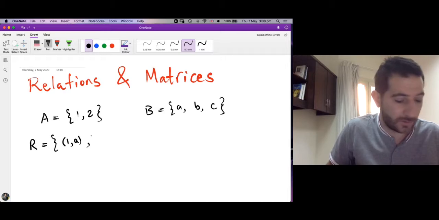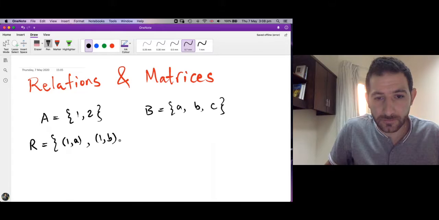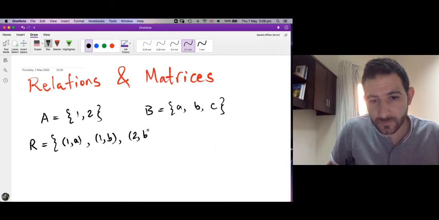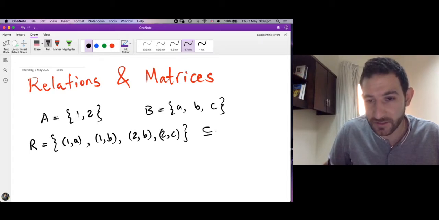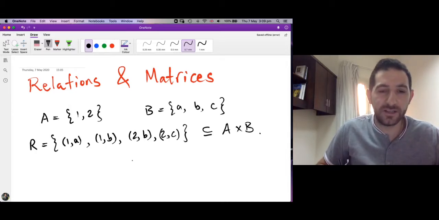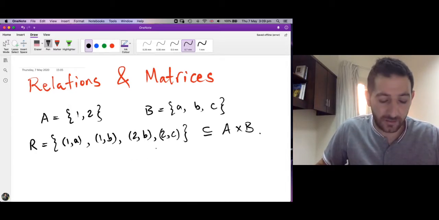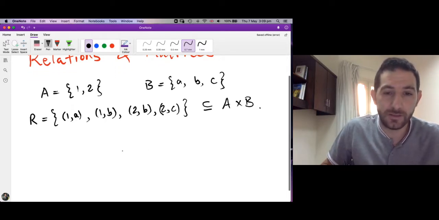1a and 1b and 2b, and 2c. So these are the elements of the relation R, and notice this R by definition is a subset of the Cartesian product A cross B. Now we've seen that we can represent this relation by a directed graph, by arrows, but now we want to use matrices to represent this relation.